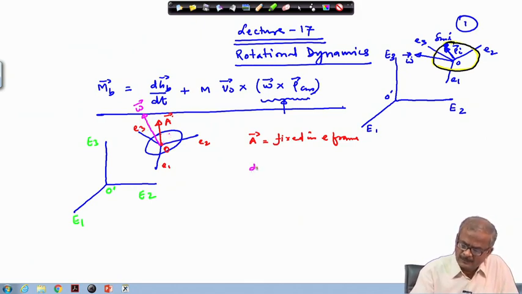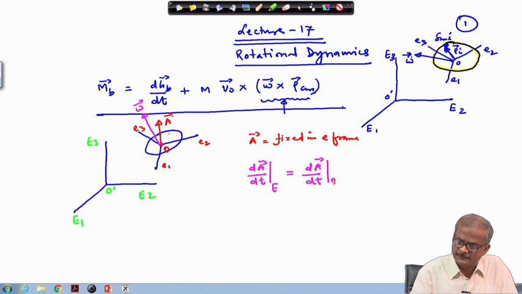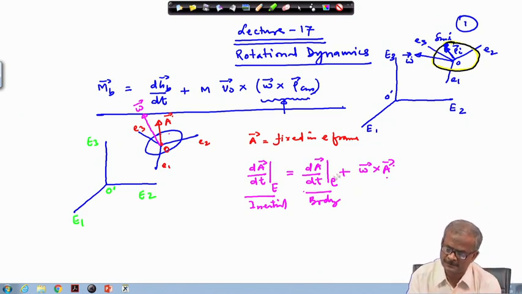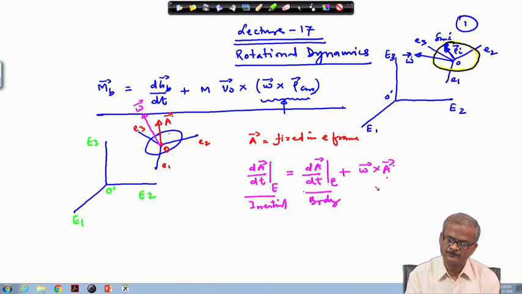Now, what we are interested in is dA by dt in the frame E. It can be proved that dA by dt in the frame E, which is the inertial frame, equals dA by dt in the body frame, plus omega cross A. If A is fixed in the body, the first part will drop out and only this term will remain. This is the result we used in the previous lecture.